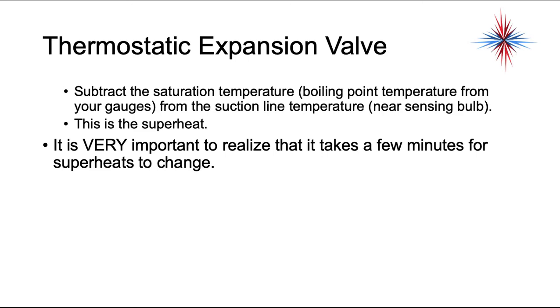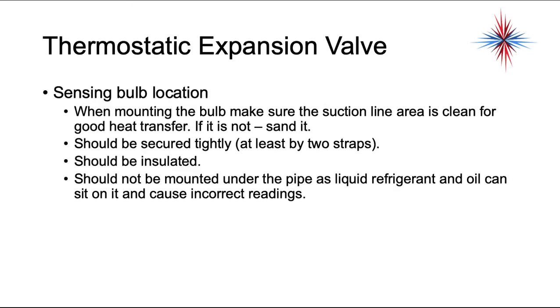Okay, so you take your low side gauge pressure, convert it to temperature, and subtract it from the temperature of the suction line near the sensing bulb. This is superheat, sometimes known as evaporator superheat. It's very important to realize that it takes a few minutes for superheat to change. Do not make fast adjustments on these systems.